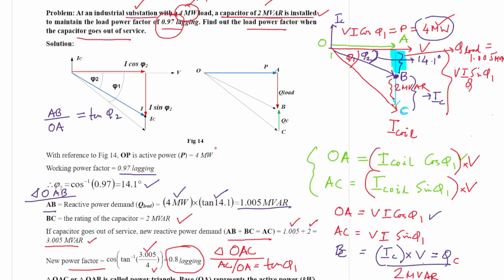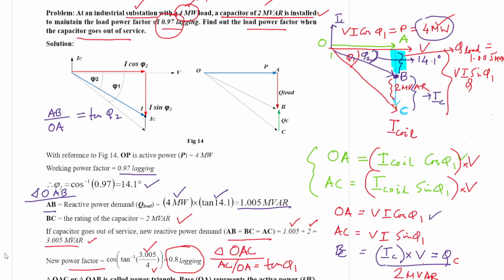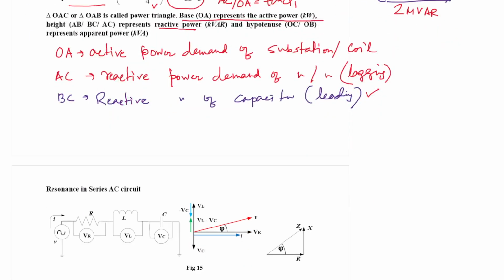So we can understand one thing: if a capacitor is introduced, power factor improves. Now if the capacitor goes out of circuit, power factor falls. As we can see for this problem, initially it was 0.97, now it becomes 0.8 lagging.